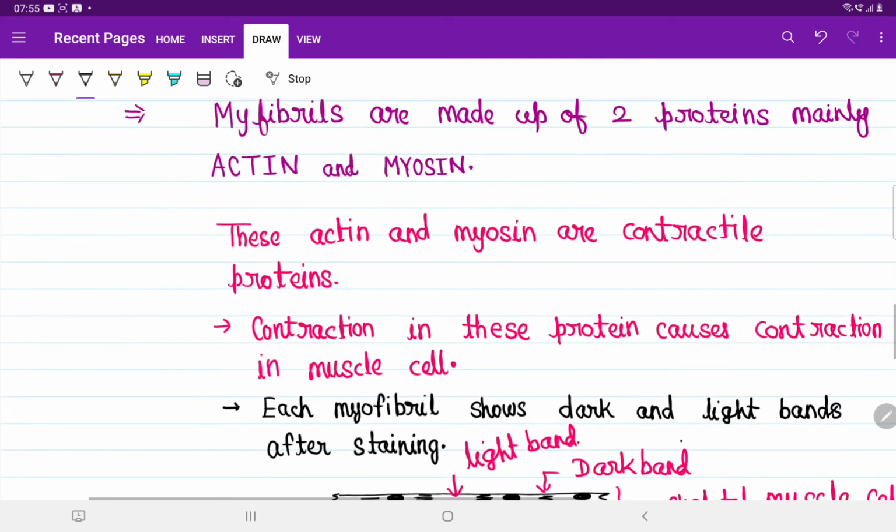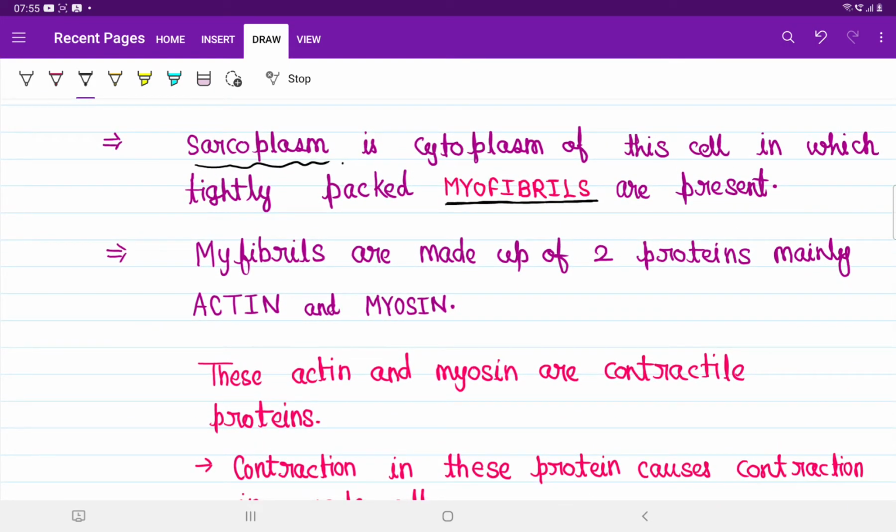And now this myofibril has a unit for contraction, and that unit for contraction in a muscle cell is called the sarcomere. So what is a sarcomere? Sarcomere is the unit for contraction in a muscle cell. Now these myofibrils are mainly made up of two proteins. One protein is actin, another protein is myosin.